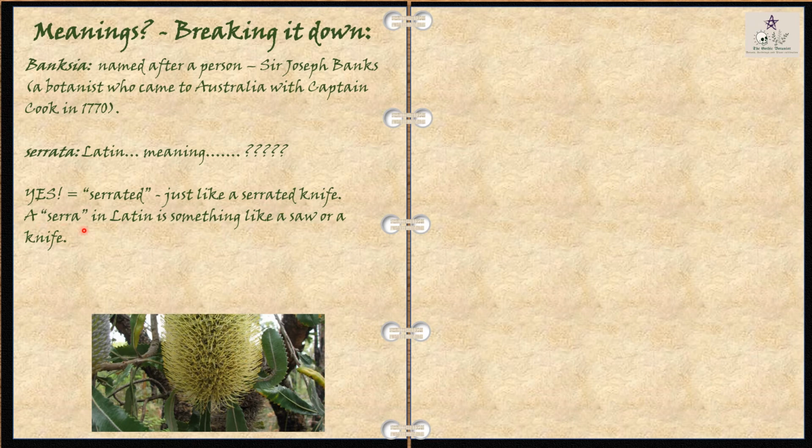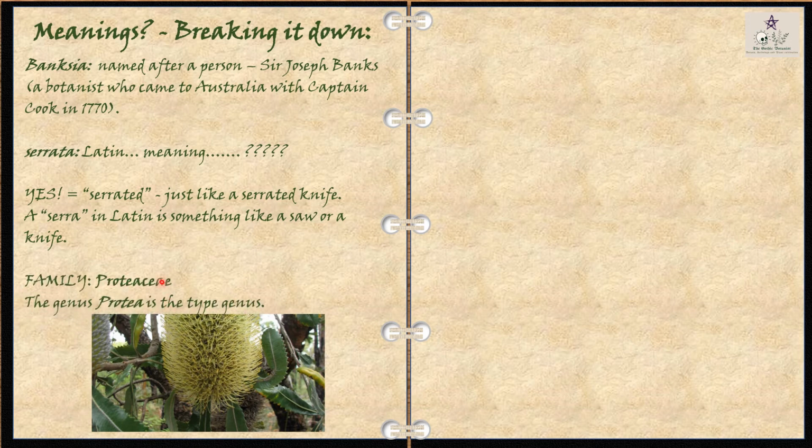If you look up serra in Latin, it's something like a saw or a knife. And that's a beautiful name for this particular species. It's got serrated leaves. Joseph Banks didn't name the species, someone else classified it. But they named it Banksia serrata, based on those serrated leaves.